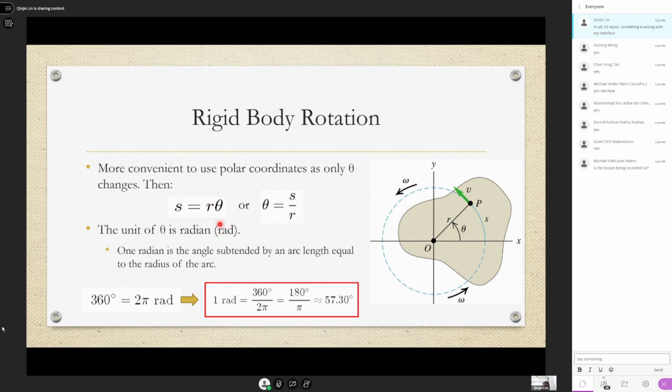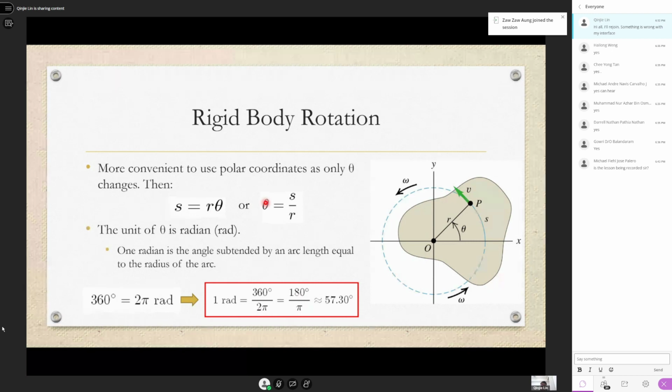Must be in radians. Okay, 1 radian is the angle subtended by an arc length equal to the radius of the arc. Trying to say that 360 degrees equals 2 pi radians. And this is how you count. So you need to know how to count. If you get things in degrees, you need to convert to radians first before you can put into this kind of form.